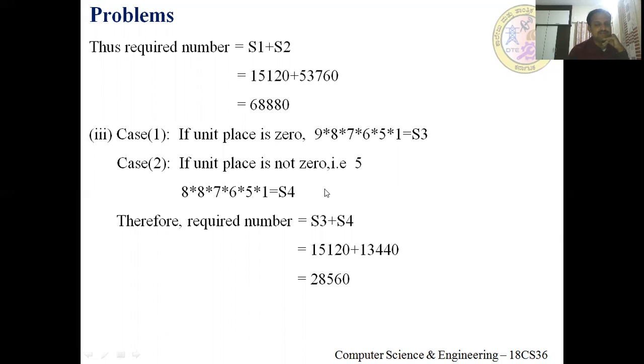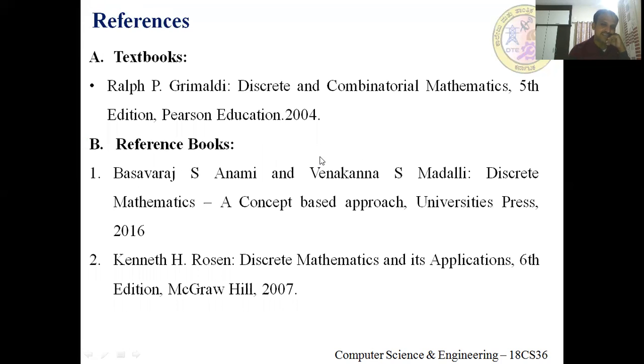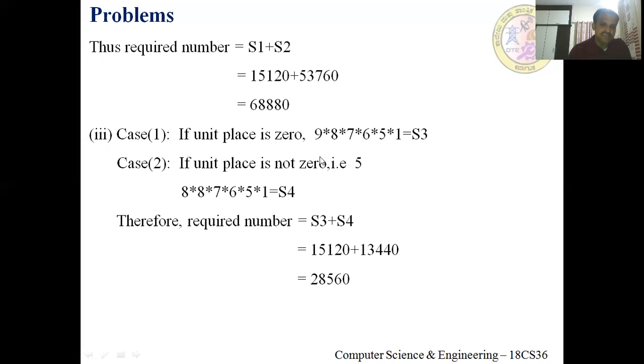See, if it is divisible by 5, the number has to end with 0 or with 5. If any number is divisible by 5, it is ending with 0 or ending with 5. That's why you can split this problem once again into two cases. Suppose the unit place is 0. Then one more case is the unit place is not 0. The unit place is 0.